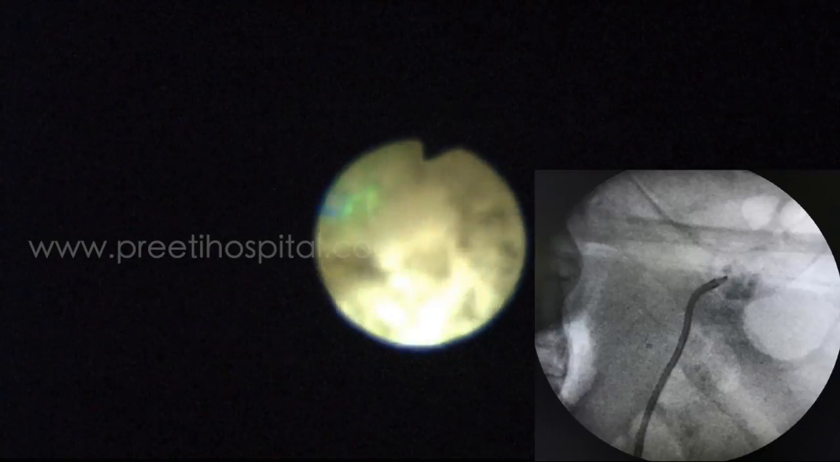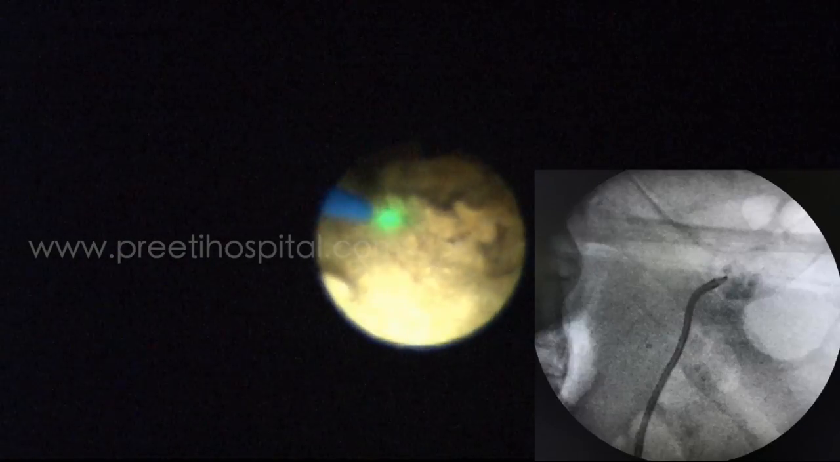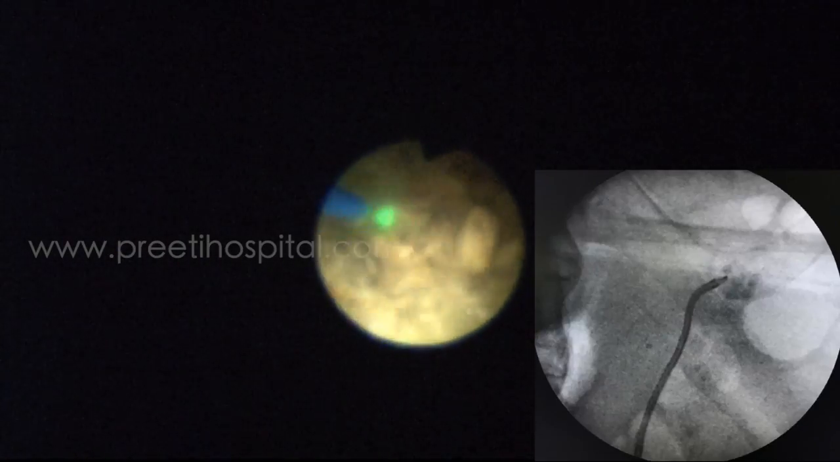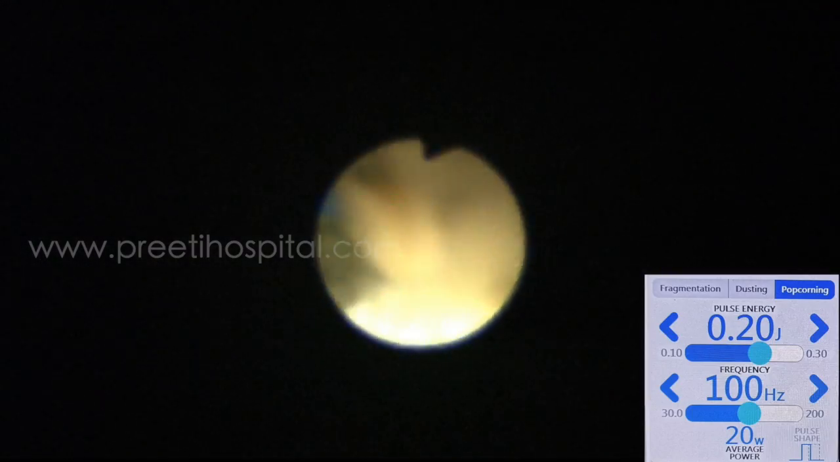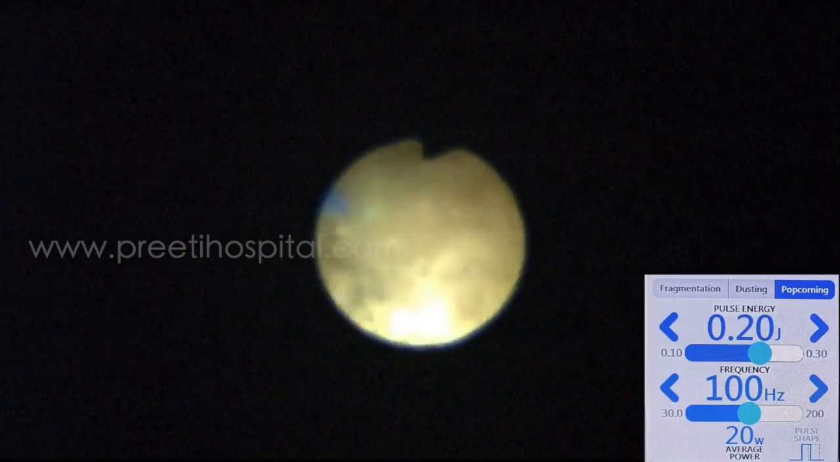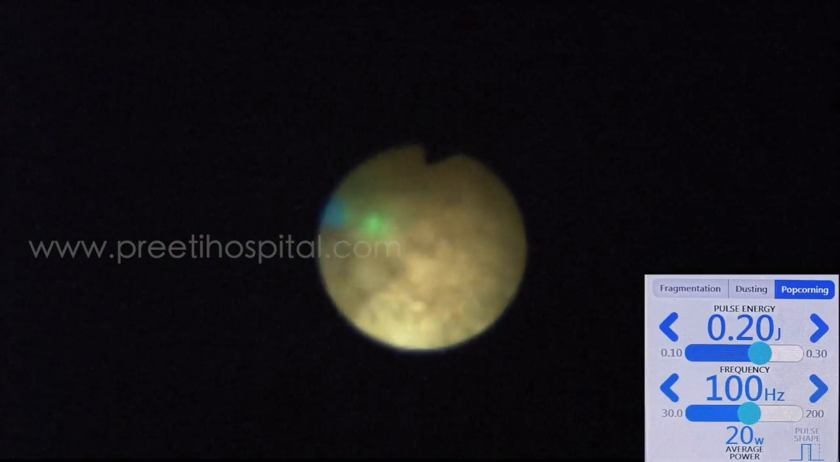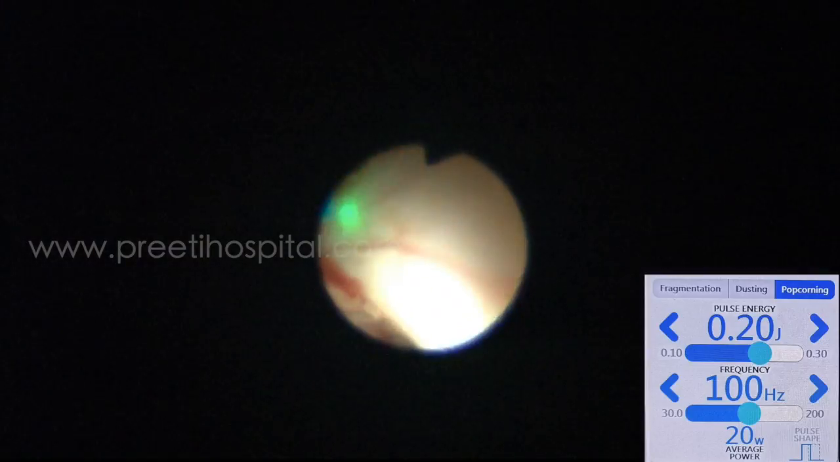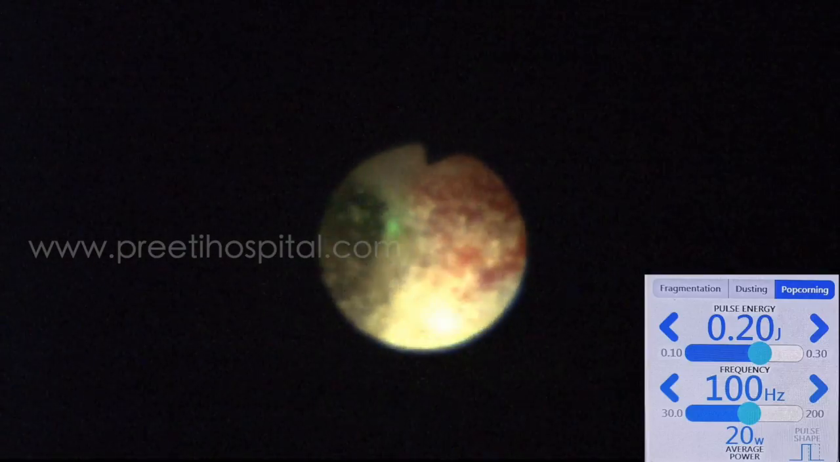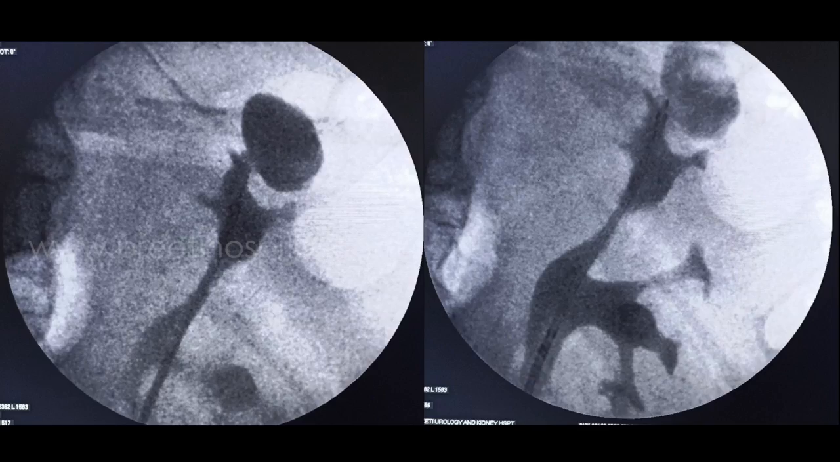And after this, once the stones are made into smaller pieces, we have switched to popcorning mode, 0.2 joules and 100 Hz frequency. So because of the effective popcorning of TFL, we could completely clear the stones in one sitting. So this is how the stones were cleared, and this is the post-operative RGP showing the calyceal diverticulum which is clear of stones.